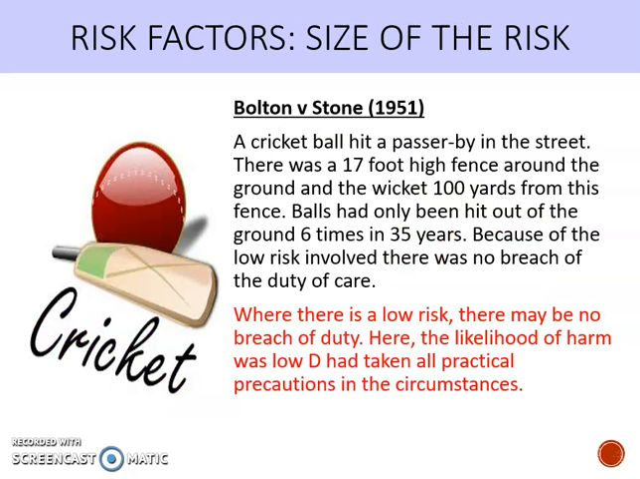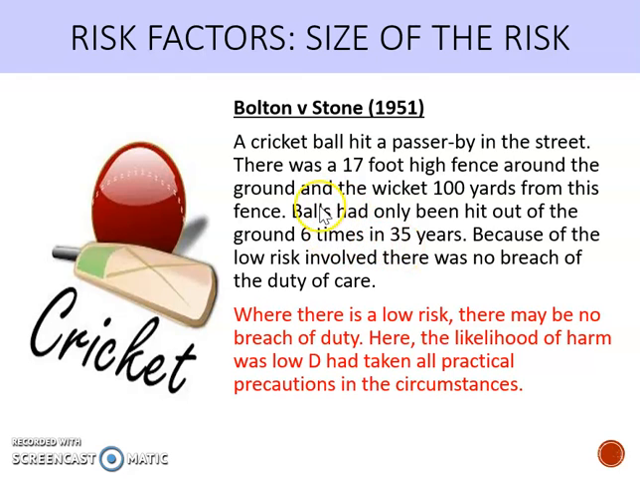The first risk factor that the courts will consider is the size of the risk. So how risky was the activity? And we've got Bolton and Stone here. And what happened was that there was a cricket ground and a cricket ball was hit out of the ground and it hit a passerby in the street. Now, the court looked at the situation here and found that there was a 17-foot high fence and the wicket was 100 yards away from the fence, and that balls had only been hit out of the ground a total of 6 times in 35 years.